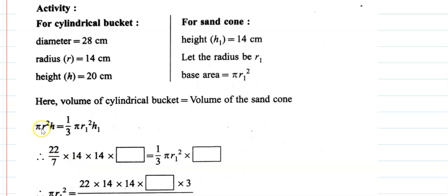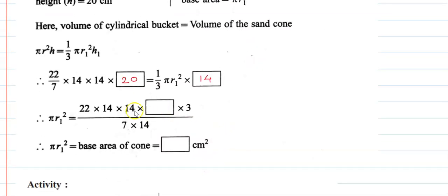Okay, and here is pi, 22 upon 7. R is 14 into 14, and the H here is 20. Next, 1 by 3 pi R1 square into H1, here is again 14. Okay, the height of the cone. Next, pi R1 square, this is the value of pi R1 square H.